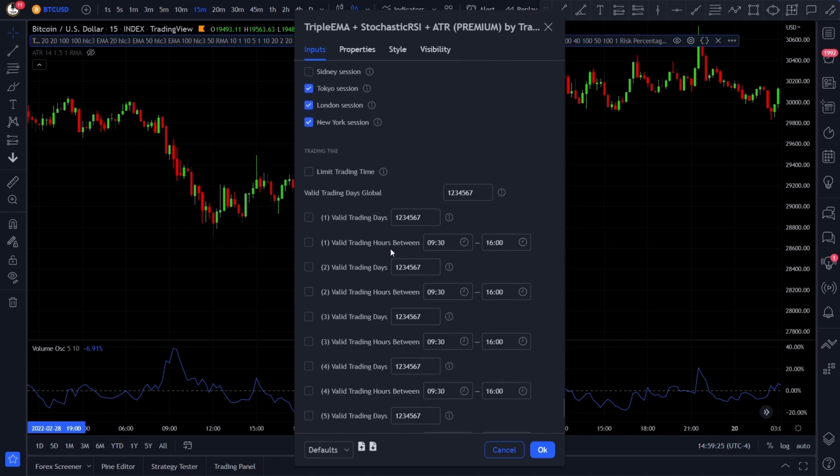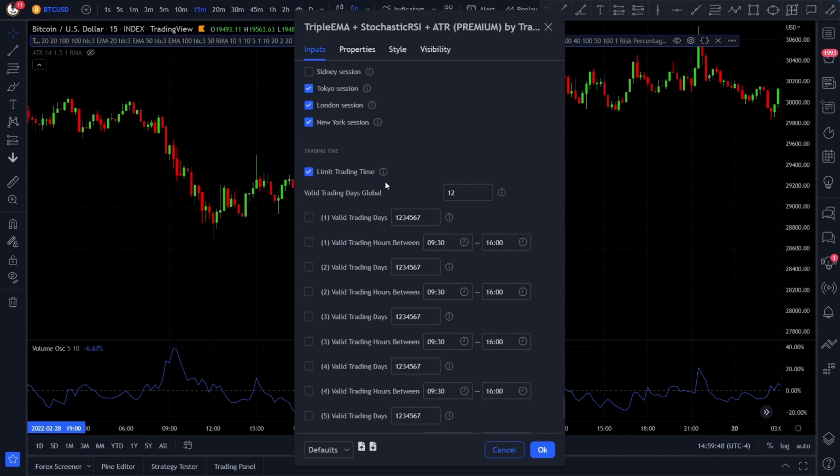And finally, let's go over the trading time limiters. With this limiter, you can limit the script to only allow trading on the set days of the week or even between the set hours of a day or days of the week. If you want to limit trading for only Mondays and Tuesdays, then you have to type 1 and 2 in the Valid Trading Days global section. Then just tick the Limit Trading Time box.